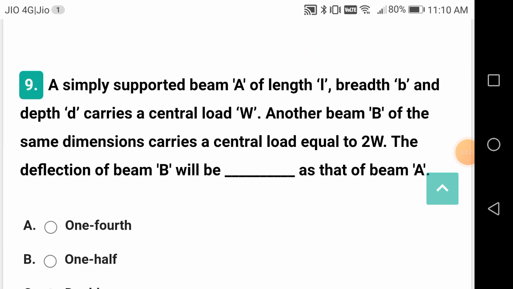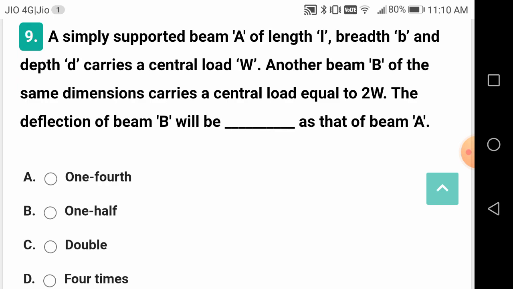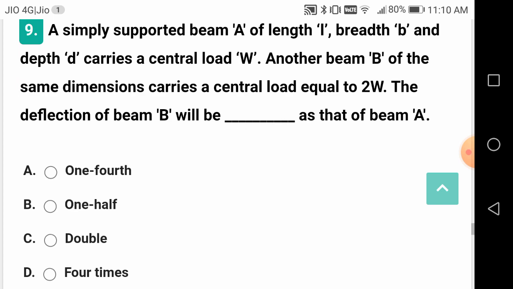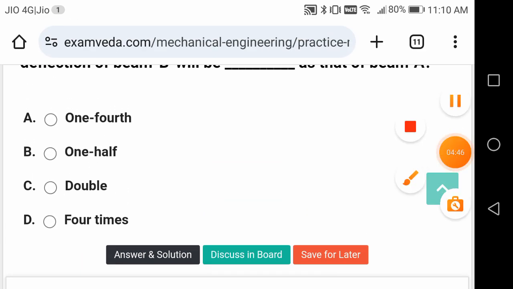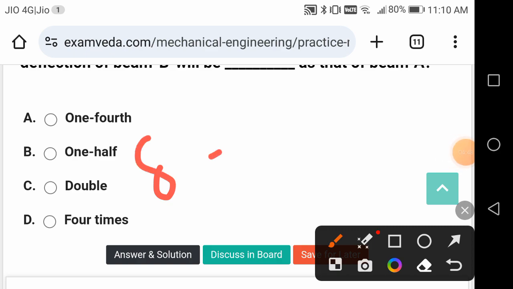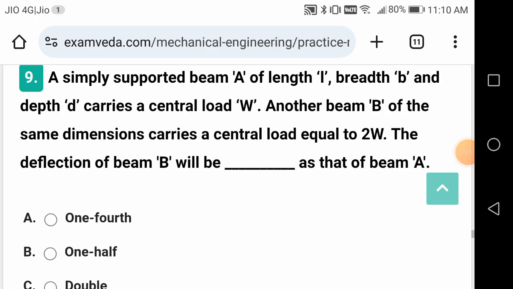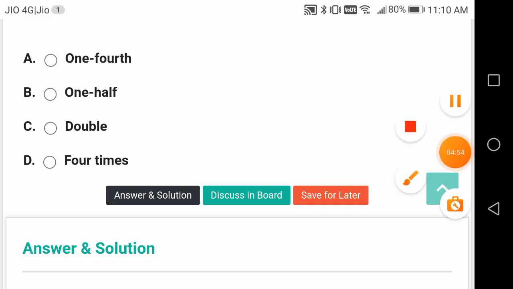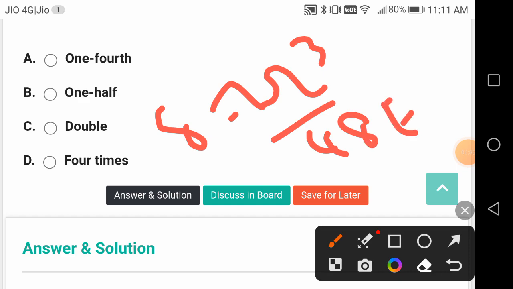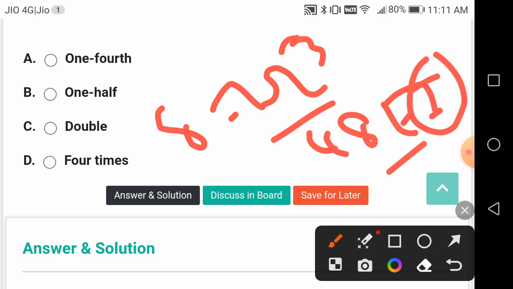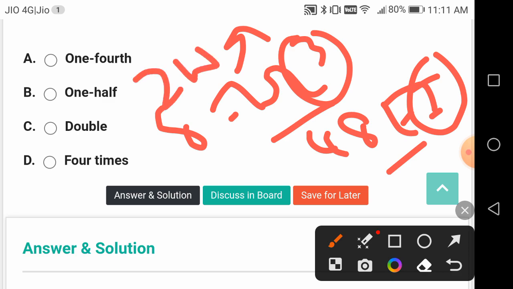A simply supported beam A of length L, breadth B and depth D carries a central load W. Another beam B of same dimensions carries a central load equal to 2W. The deflection of beam B will be how much as that of beam A? Definitely deflection is always proportional to the load. Deflection for a simply supported beam at the center is delta equal to WL cube by 48 EI. Because all other dimensions are the same, I is same, L is same, but it is proportional to W, the load. Because the load is doubled, the deflection is also doubled.